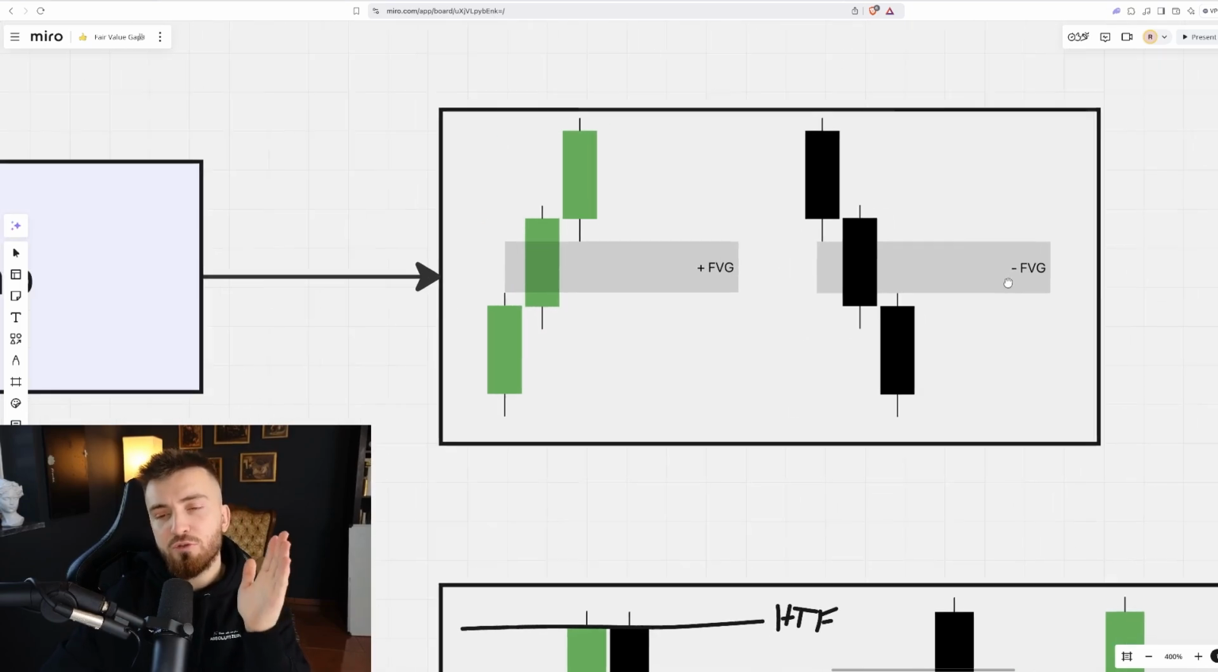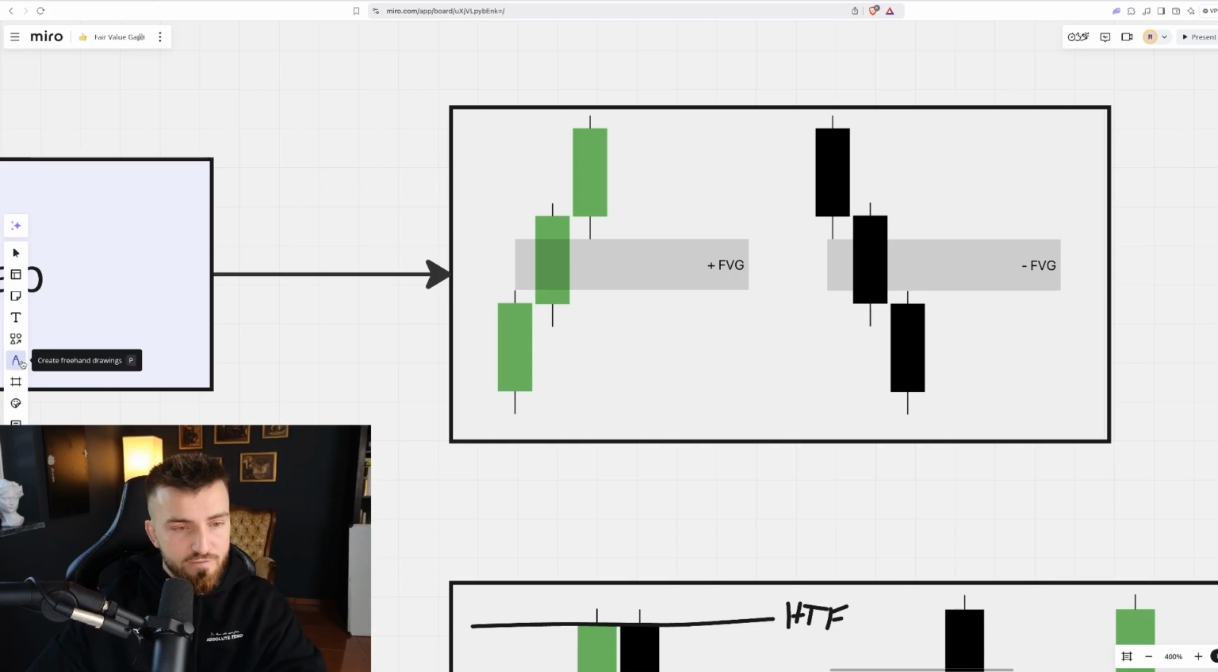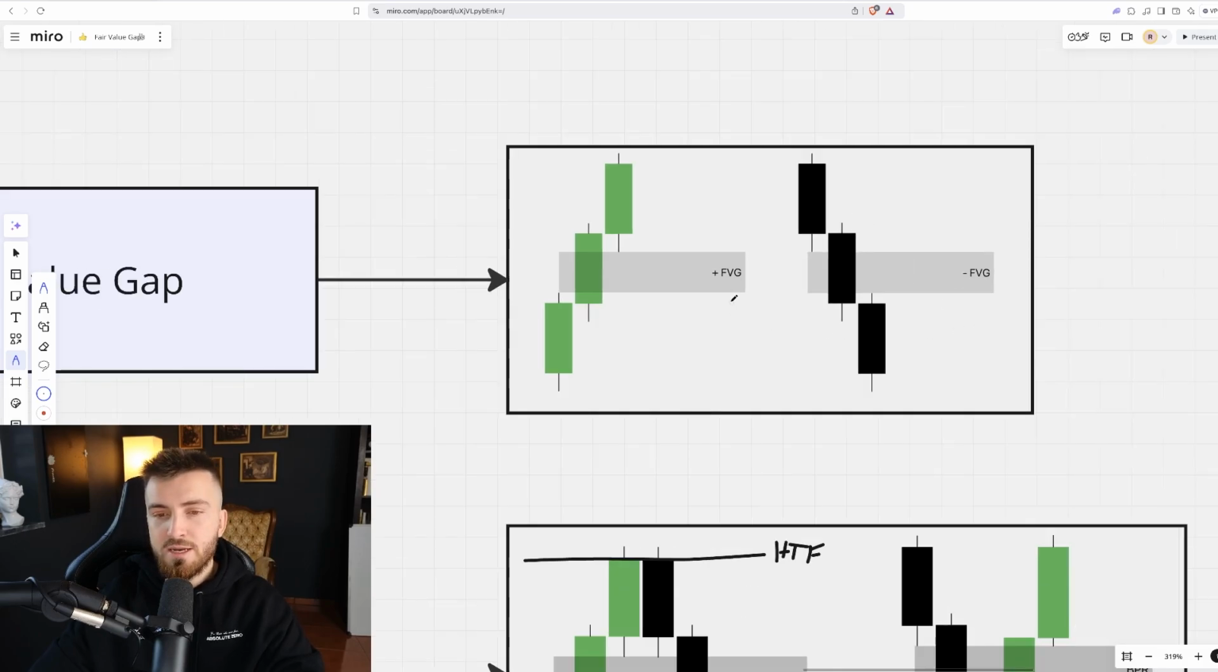Now let's talk about what fair value gaps look like. Well, fair value gaps are 3-bar patterns, right? They're basically the gap between the high of the first candle and the low of the third candle, this on a bullish fair value gap. Obviously, if this wick would have been all the way down here, then there would have been no gap, therefore no fair value gap. Same thing on the bearish, where if this would have been all the way up here, then there would be no gap.